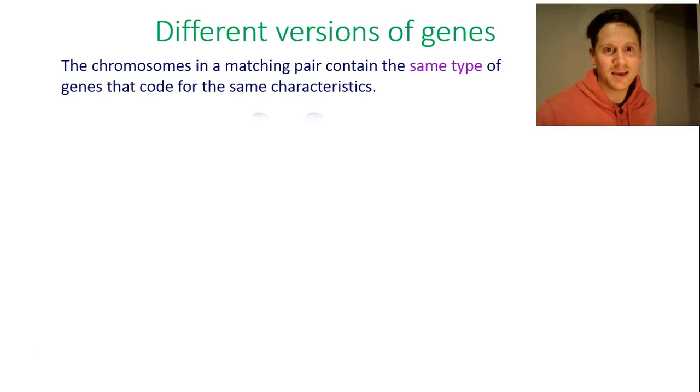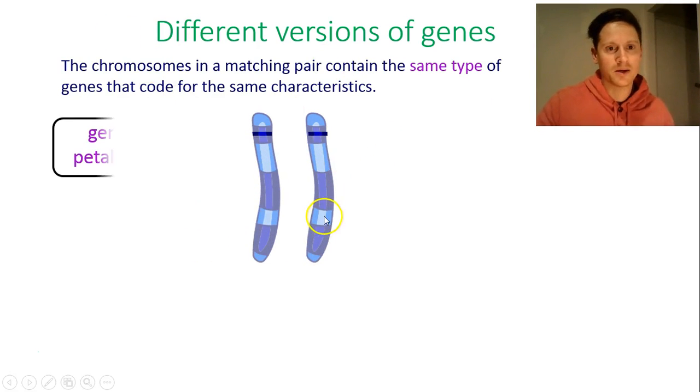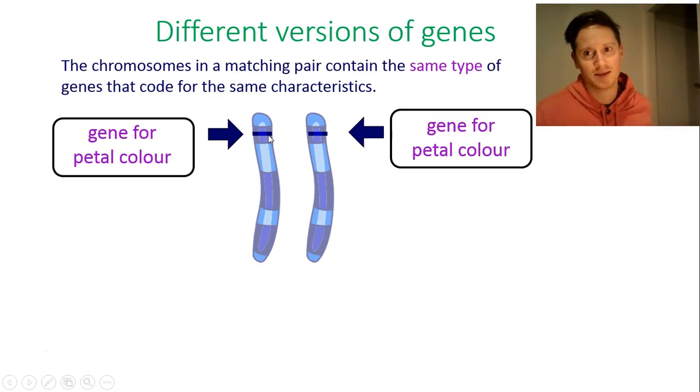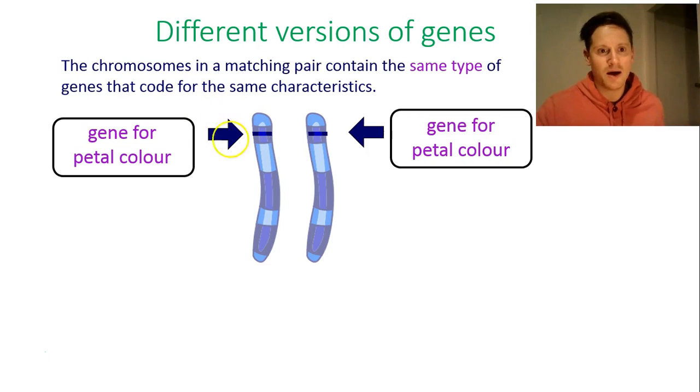First of all, I want to focus on different versions of genes. When you have homologous chromosomes, which remember are matching sets of chromosomes where one is passed down from mum and one is passed down from dad. Now within those homologous chromosomes, you're going to have sections of DNA which are called genes. Remember, genes can be thousands of bases long, more or less. But each of those sections of DNA will code for a genetic trait. And there are thousands and thousands of genes that exist on chromosomes.